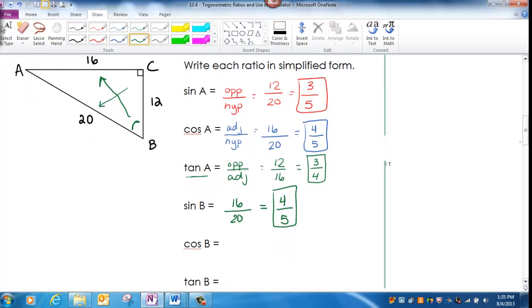Okay. Cosine of B. Erase these arrows. Alright, so cosine, adjacent over hypotenuse. So adjacent to angle B would be side CB, or 12. And the hypotenuse still stays 20. So this simplifies then to 3 over 5. So cosine of B is 3/5. And then the last one, tangent. Tangent of B, okay, so that's opposite over adjacent. So opposite to B is 16. And adjacent to B would be the 12. And this simplifies to 4 over 3.